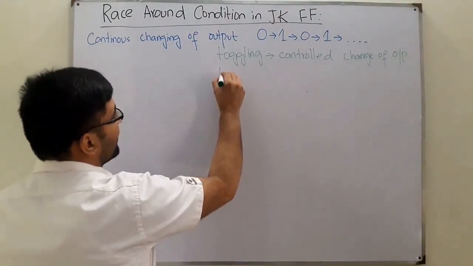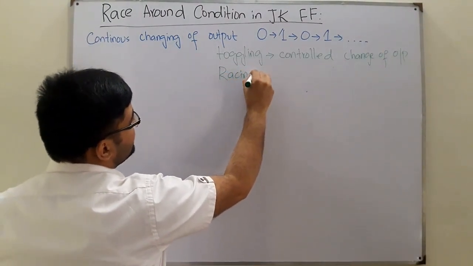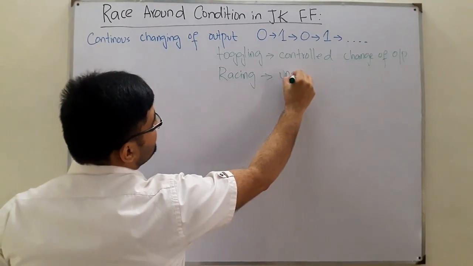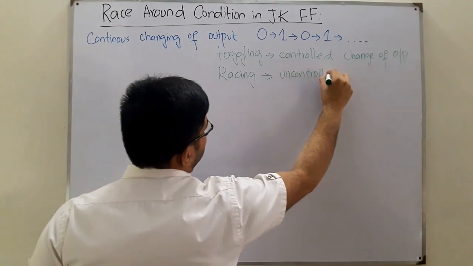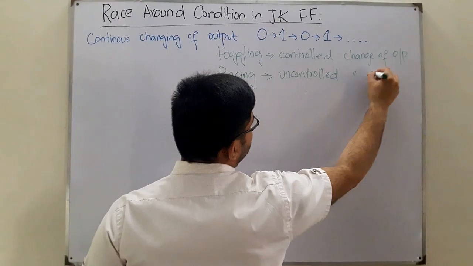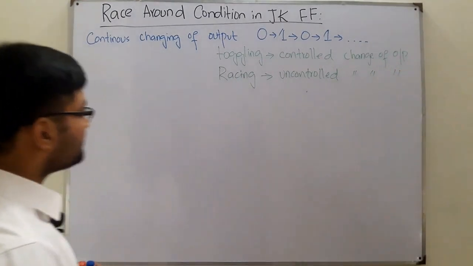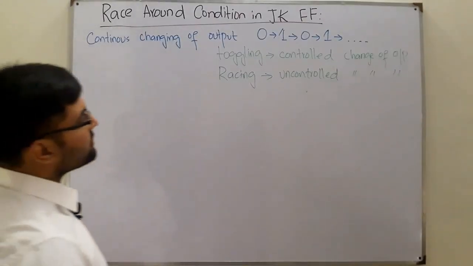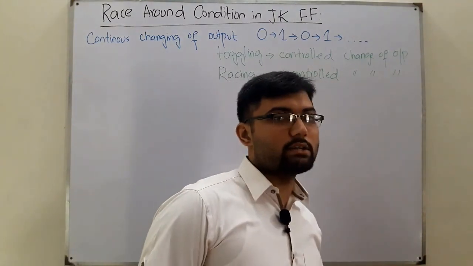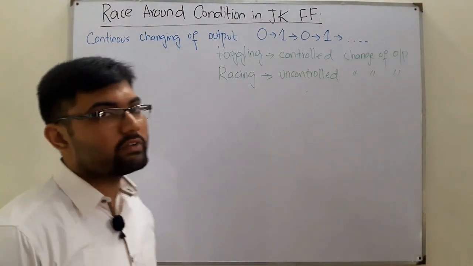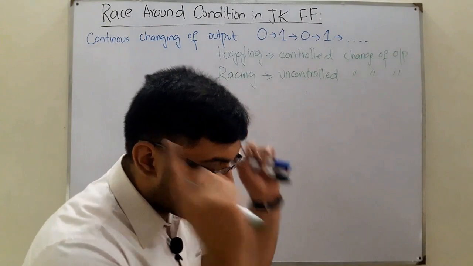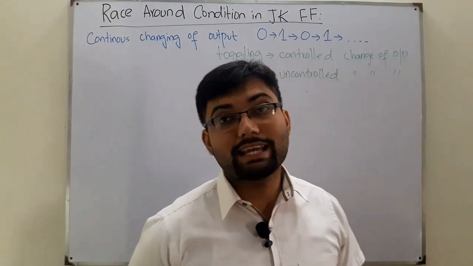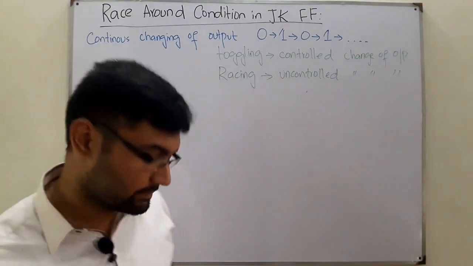Whereas racing is the uncontrolled change of output. And by uncontrolled, we mean that it is racing, always 0, 1, 0, 1. We have no control over it until the clock attains the low state.